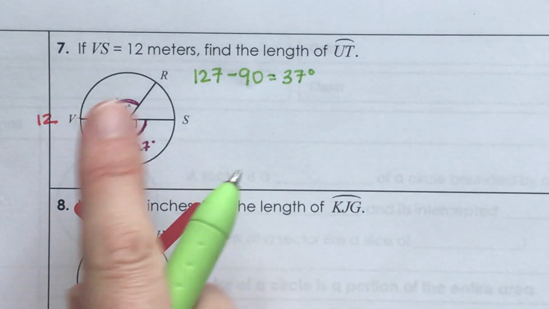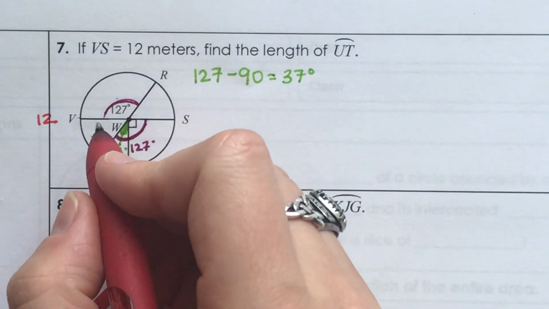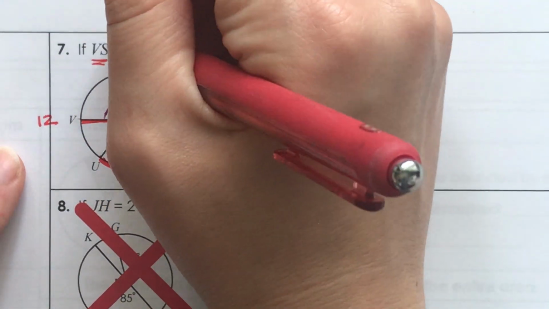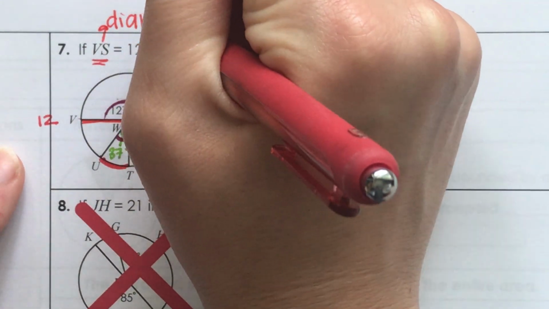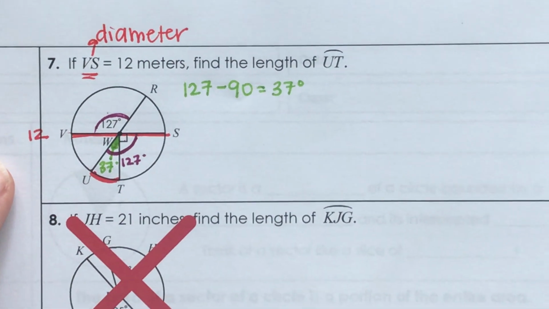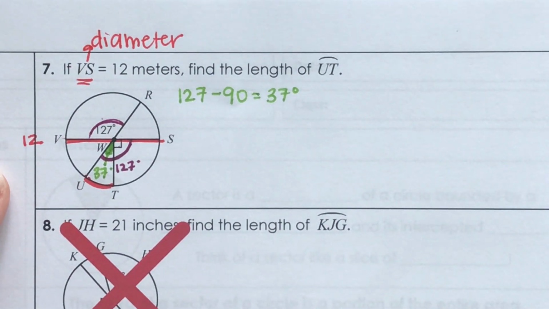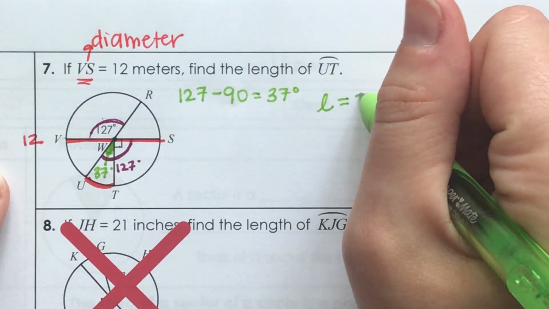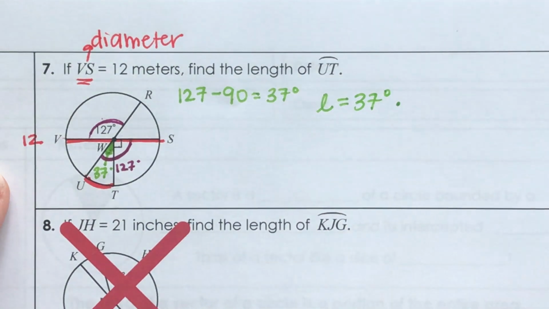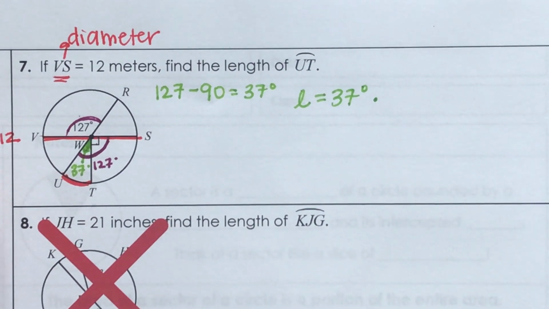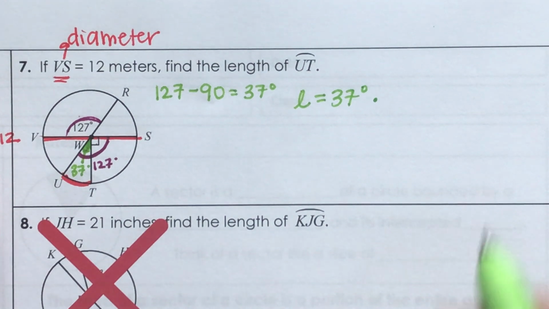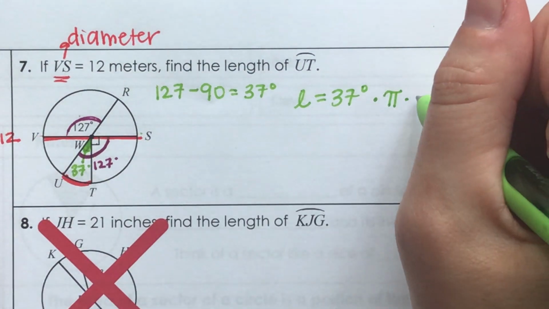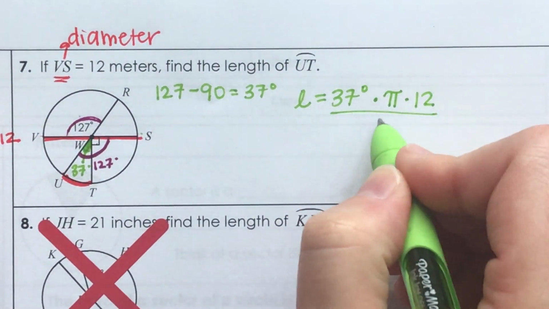Okay. Now, this time, I'm going to use the same equation, but notice that VS is a diameter. And so if it's a diameter, I need to make sure I use that in my equation. So when I go to find the length, I'm going to do my angle measure, 37 degrees, times, and now I'm not going to do 2 pi r, I'm just going to do pi times diameter. Pi times my diameter, which is 12. I'm going to divide that by 360.